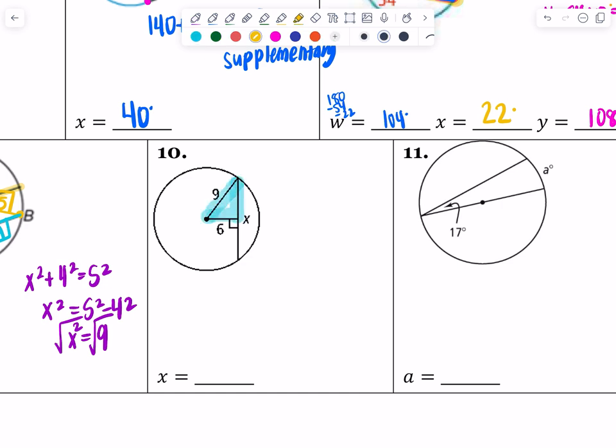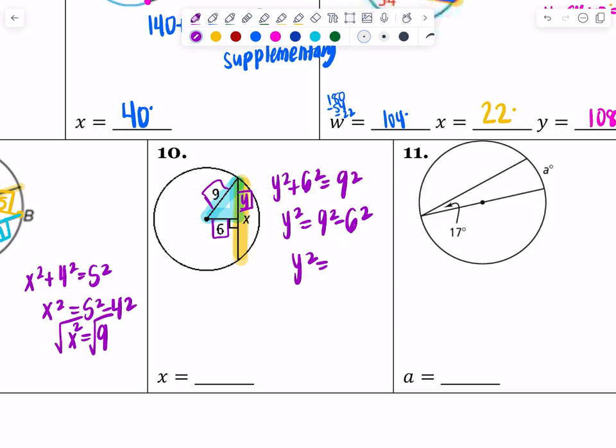Number 10, thankfully they already have the right triangle done for me. But I do want you to notice that x is that whole chord. So whatever I get from my answer, I'm going to put a y there. Y, 6, and 9. I'm going to have to double that to get x. And so when I do y squared plus 6 squared equals 9 squared, that is going to give me that y squared equals 9 squared minus 6 squared. When you do that math, you get 81 minus 36, which gives me 45.